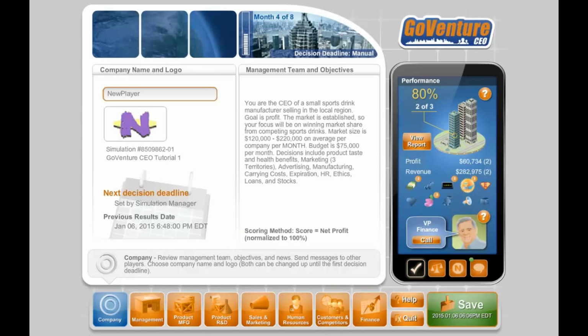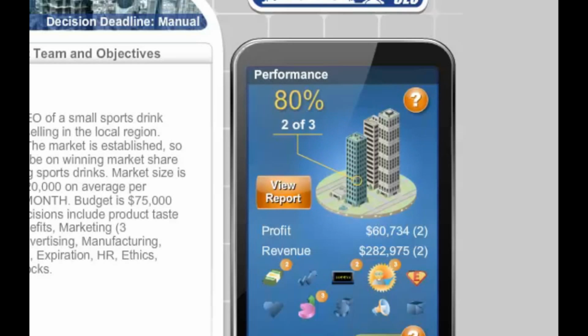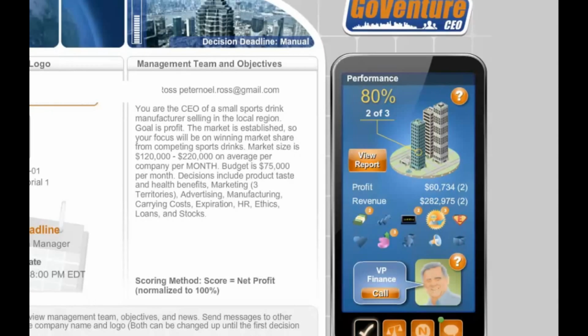Your current ranking is shown here. We are currently ranked number 2 of 3 players. Our net profit is 80% of the leader's net profit. These buildings on the right show the relative positions of the top 4 players. The top player gets the tallest building. Ours is the second highest building, and it looks like we have only a slight edge on the third player. So, at a glance, we can see the situation is pretty competitive.